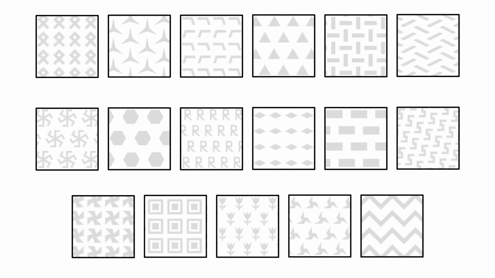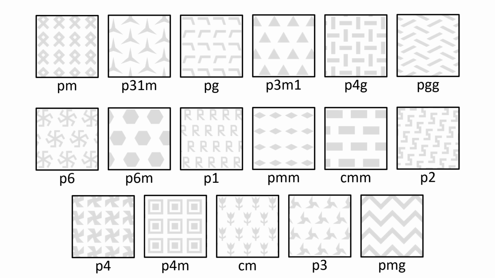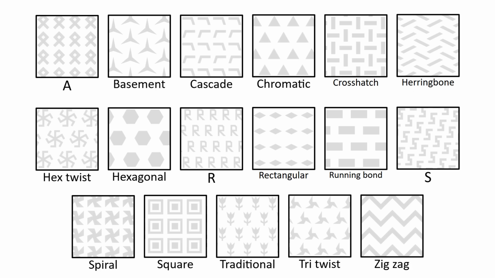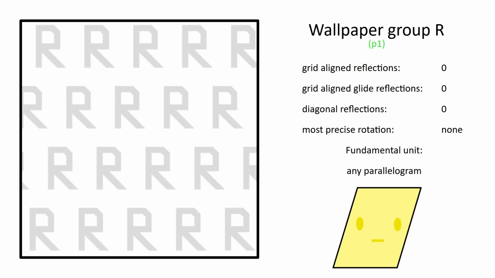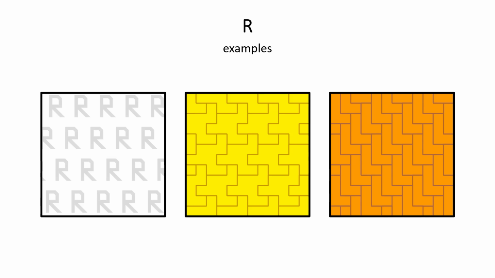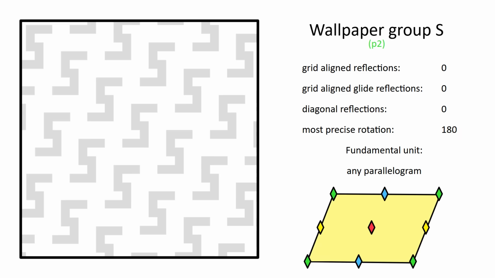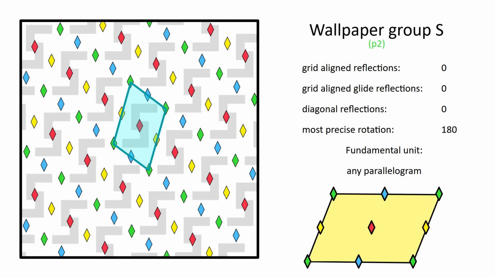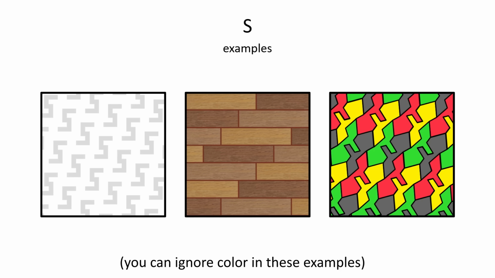Now, there is an official way to classify and name them, but I came up with more memorable names for each. First is wallpaper group R. I named it as such because it's just like the letter R. It has no reflections or rotations, only translations, making it the most basic wallpaper group. Next is wallpaper group S, named for the same reason. Its only additional symmetry is 180-degree rotations. This is the wallpaper group of most Conway criterion constructions.